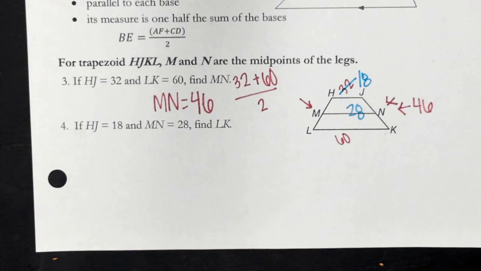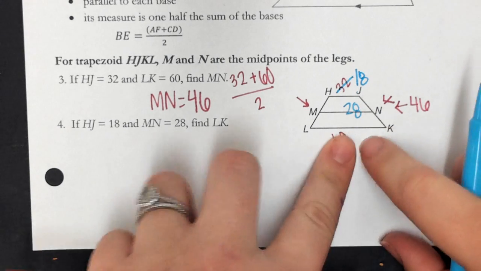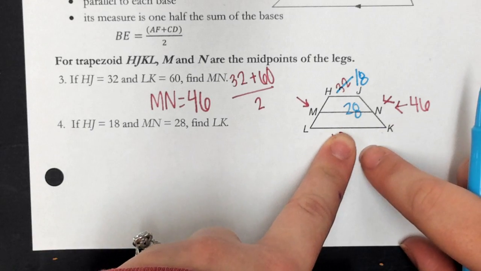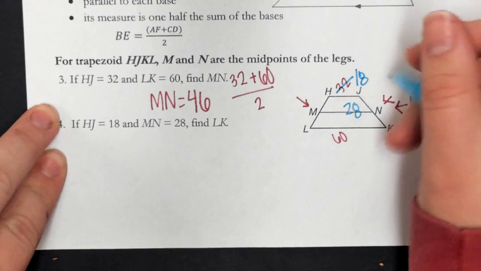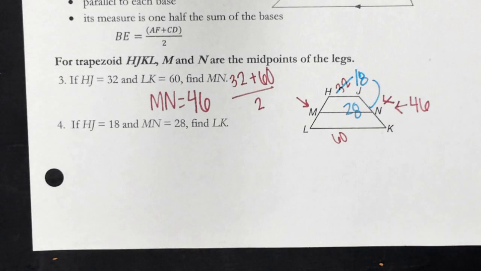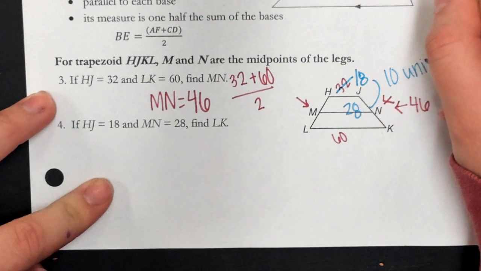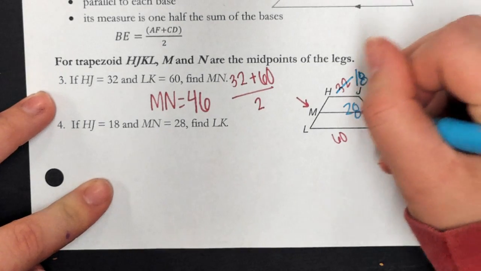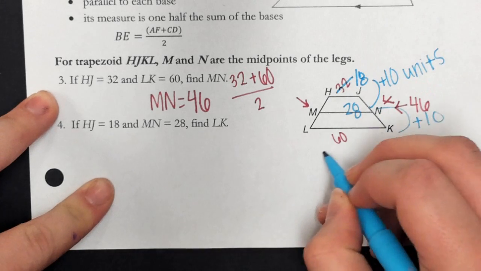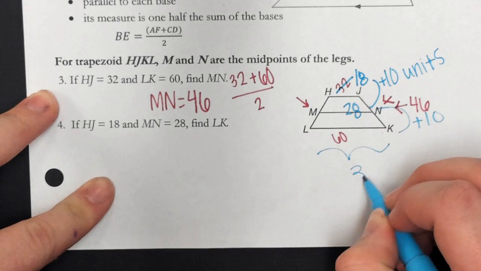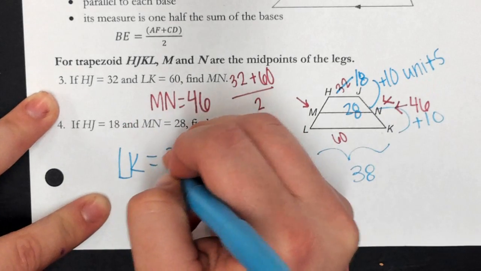So they have to have the same difference between them. I can't find the average because I'm not finding the middle. I'm finding the bottom. So in order to do that, if you don't know the difference between 28 and 18, just plug it in your calculator. There's 10 units difference. So from 18 to 28, I add 10. From here to here, I have to add 10. So what's the bottom? 38. So LK is 38.